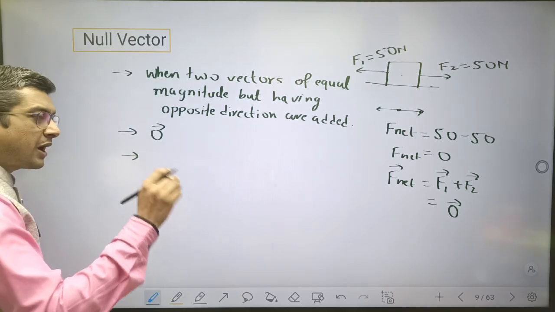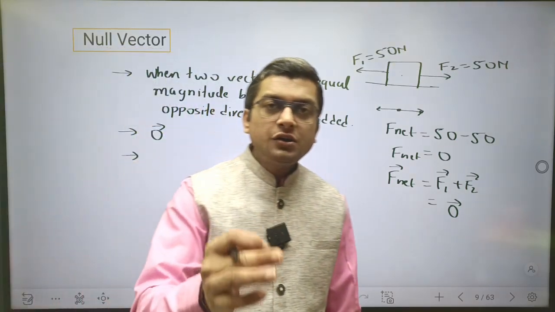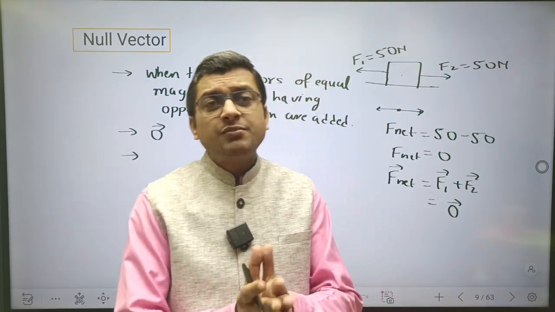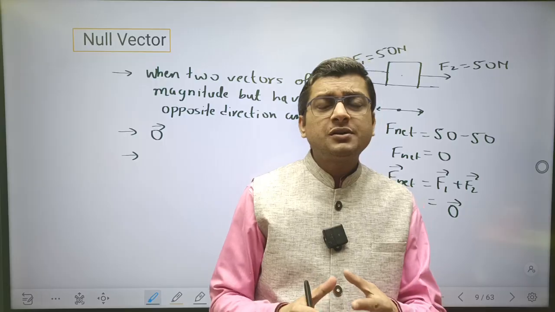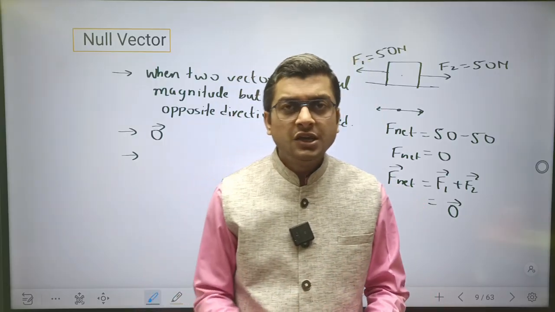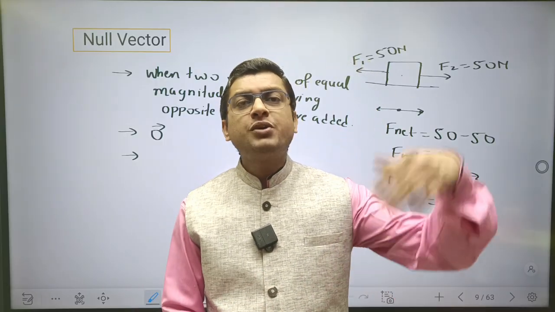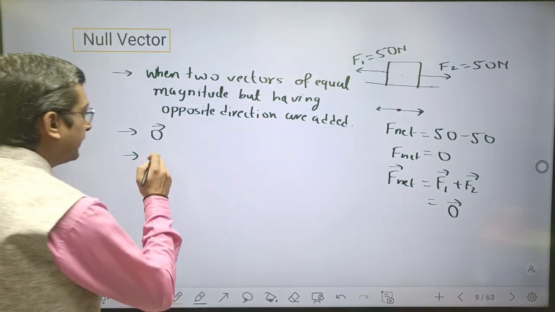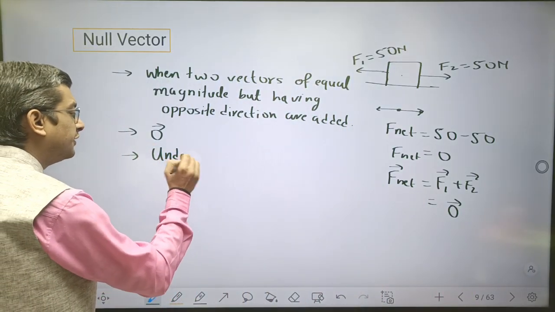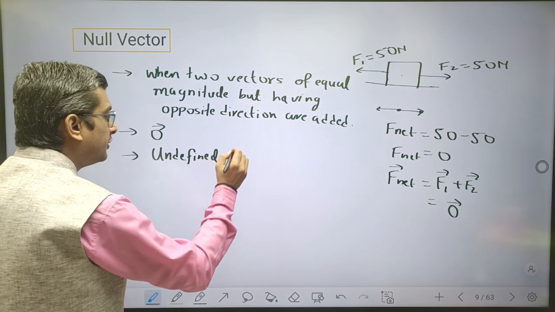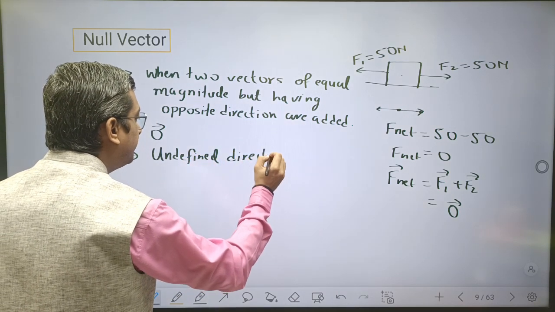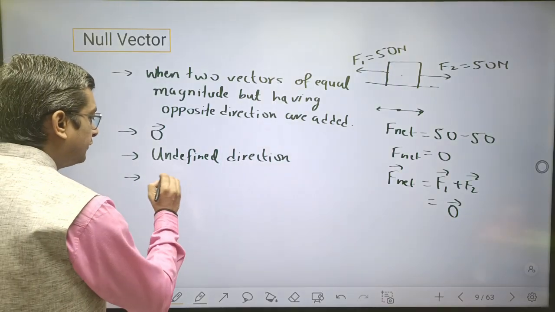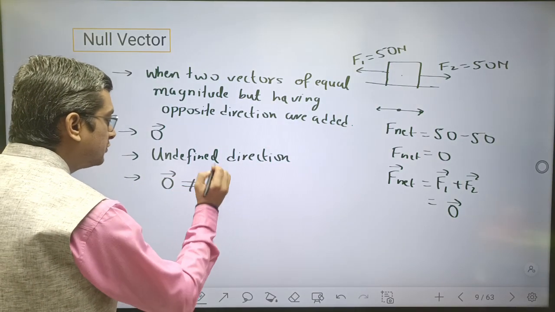Now since it is having magnitude 0, so you cannot attach any direction to that 0, isn't it? In maths we say 0, but actually what is the meaning of 0? 0 is nothing. So if you say nothing along particular direction, it makes no sense. Therefore we say that this 0 vector has undefined direction, dear student. This is very important. This 0 vector has undefined direction. And the last most important thing is 0 vector is not equal to 0.